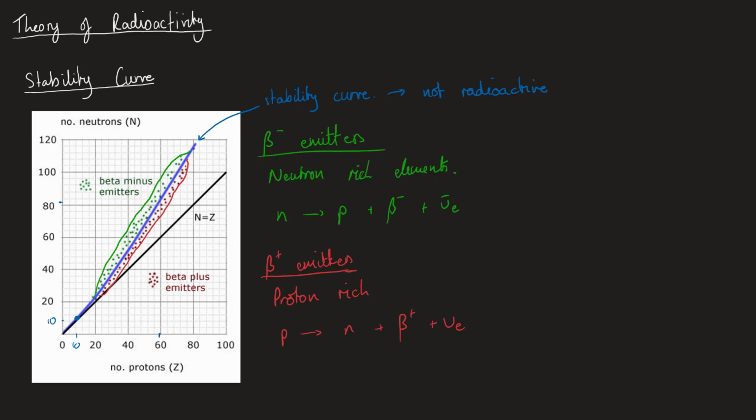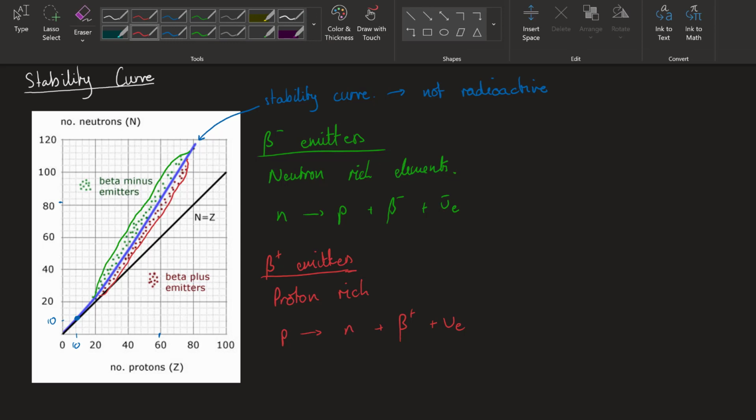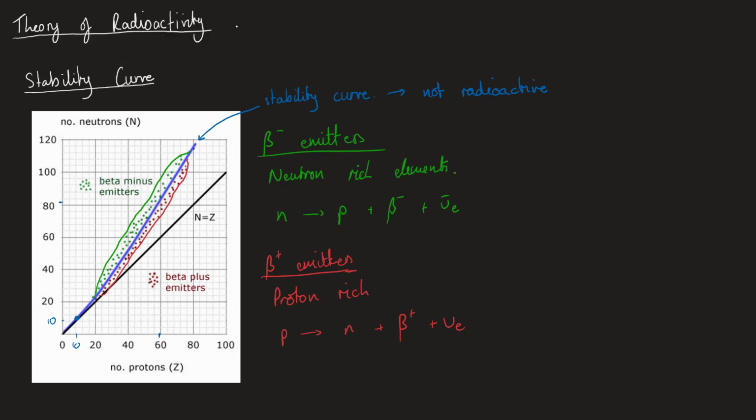Then we also know that we can have an alpha emitter, okay? And I'm going to use this gray pen to represent the alpha emitters. So I'll do this over here.